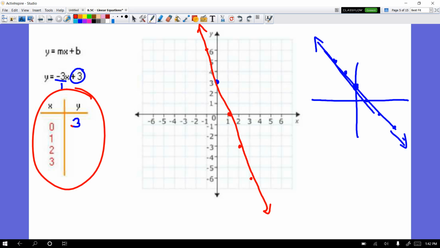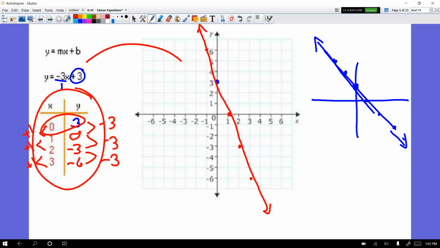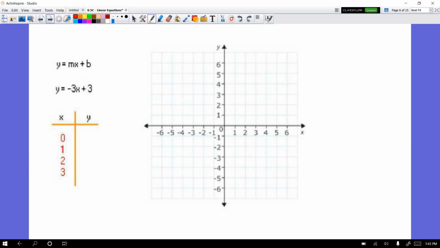Okay, so over 1, up and down 0. Over 2, down 3. Over 3, down 6. You can see here that the pattern continues. Negative 3, negative 3, negative 3. X was counting by 1, and so we have a slope of negative 3 over 1. So you can see how we can go from a table to create the slope and then also look at this to get the y-intercept and write the equation. So what we're focusing on is being able to use the equation to make the line. If you feel like pausing it and you want to do a demo on this, perfectly fine.